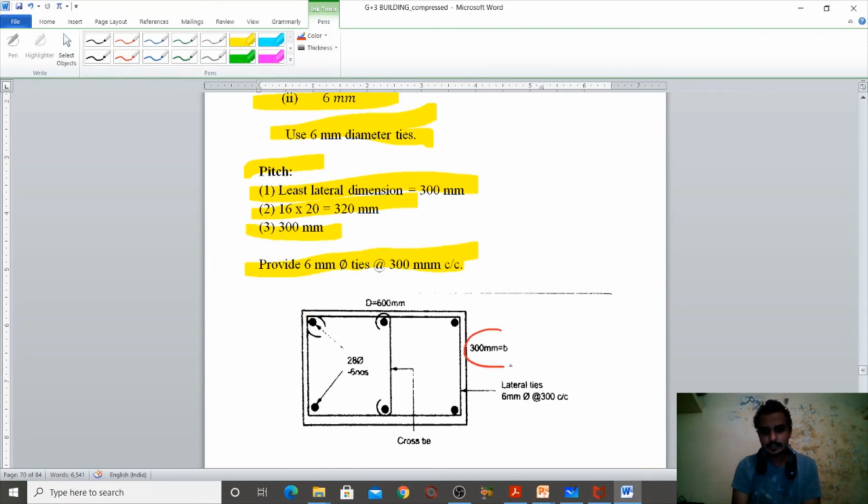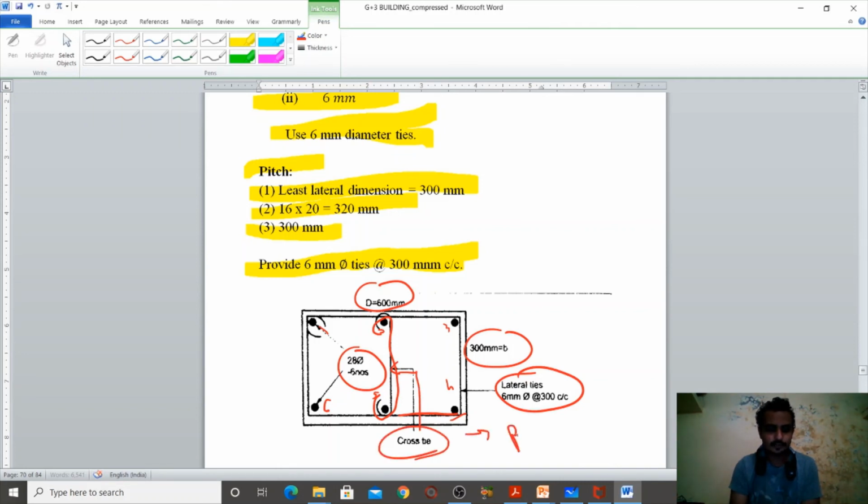You can see the width and depth are given. 28 diameter bar, 6 numbers: here are 1, 2, 3, 4, 5 and 6. These are the longitudinal bars, and lateral ties here, 6 mm diameter at 300 mm center to center, are provided. These are the extra bars. Cross ties are provided if required.